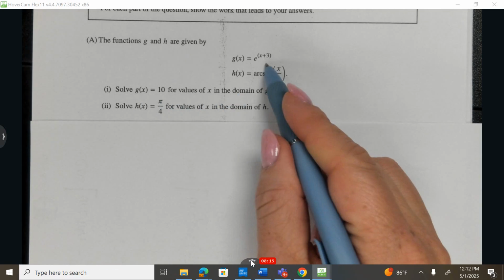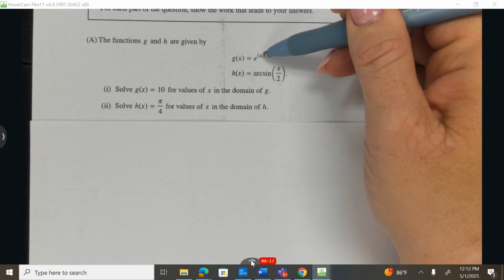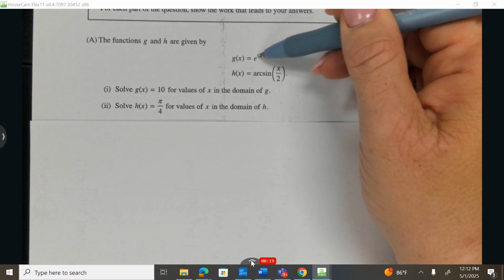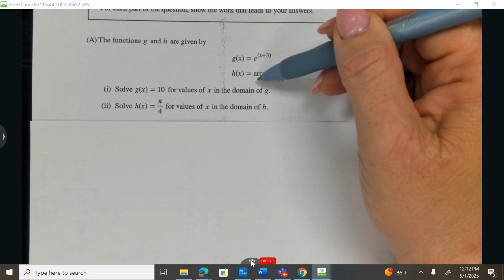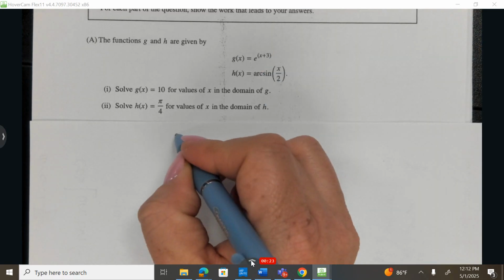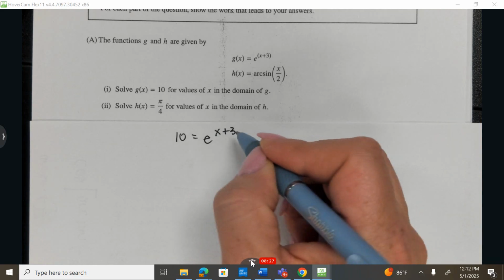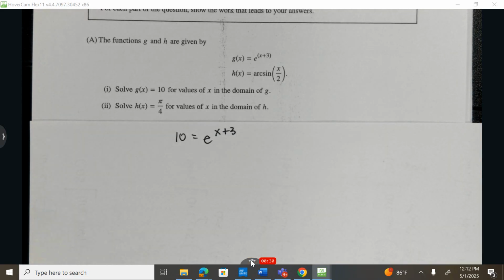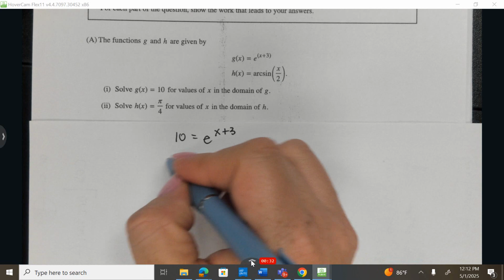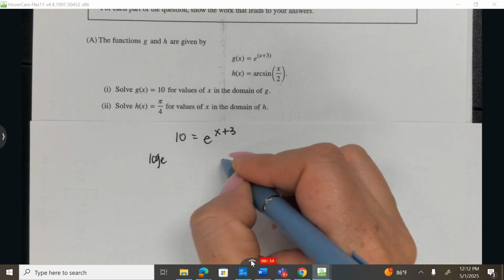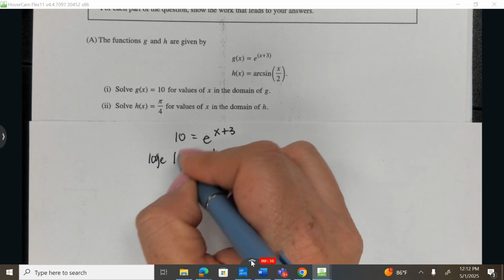All right, so let's look up here. We are not limited to positives, negatives, or zeros. There's no limitation on what I can input for x. Let's get started. So I'm going to plug in 10 equals e to the x plus 3. Now after this, I'm going to take the ln on both sides, or log base e, however you choose to write it. Log base e to the left and to the right.